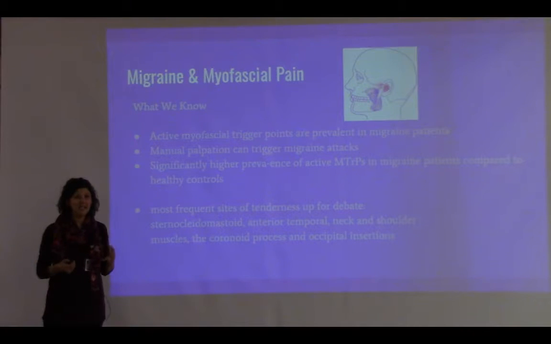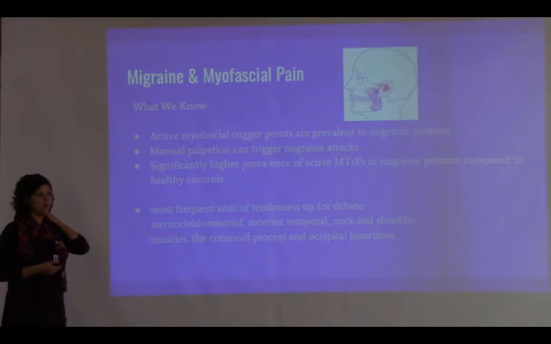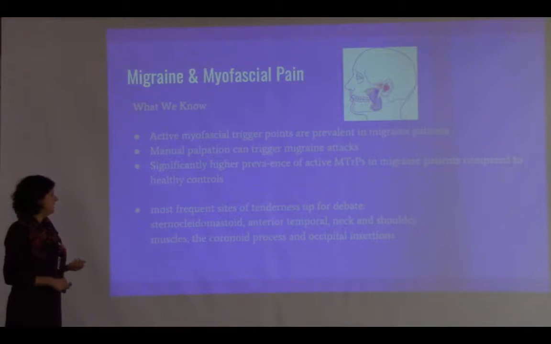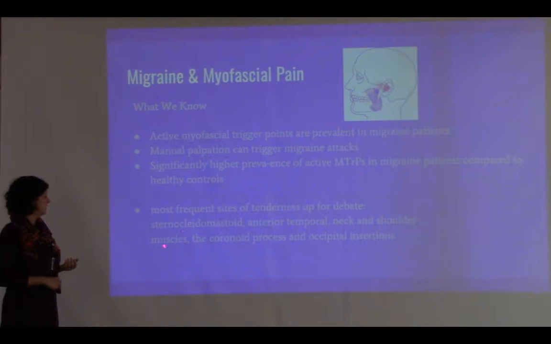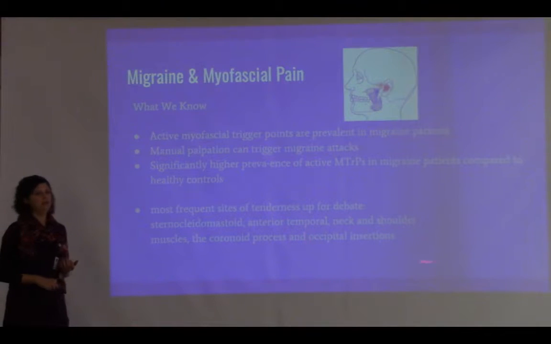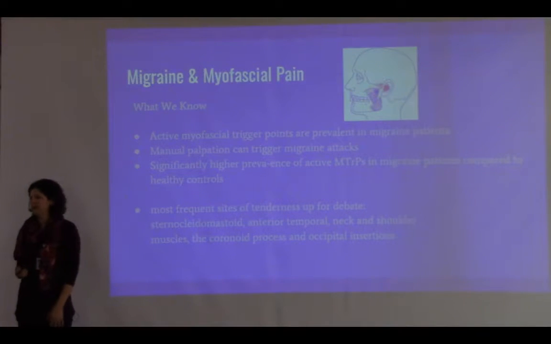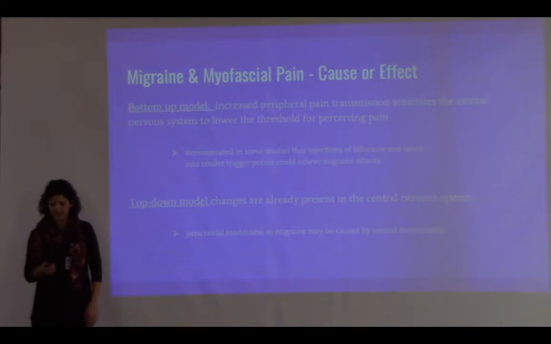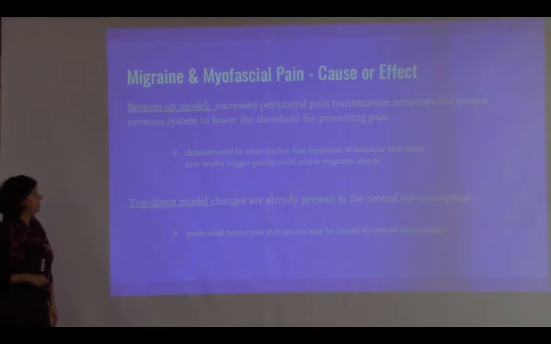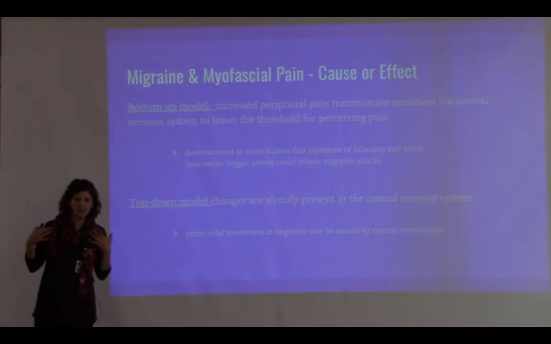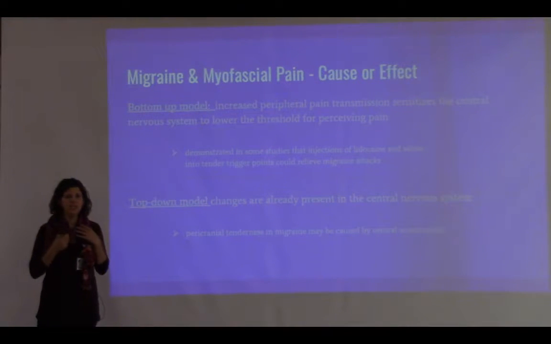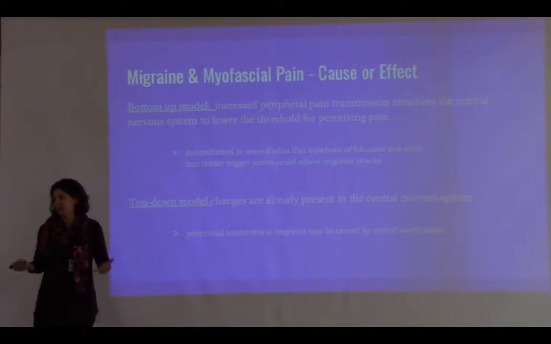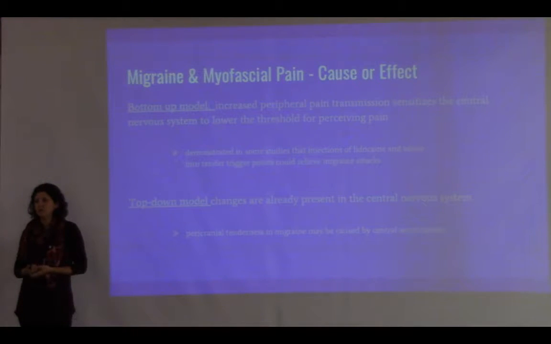So we're talking about migraine first. So what do we know about migraine and myofascial pain? Migraine patients have a lot of myofascial trigger points. We know that, and that's been shown in multiple research studies. We know that in some patients, palpation, so pushing on those tender points, can cause a migraine attack. And then we know also that compared to a healthy control group, migraine patients are much more likely to have these tender muscle points, especially in the head and neck, obviously.